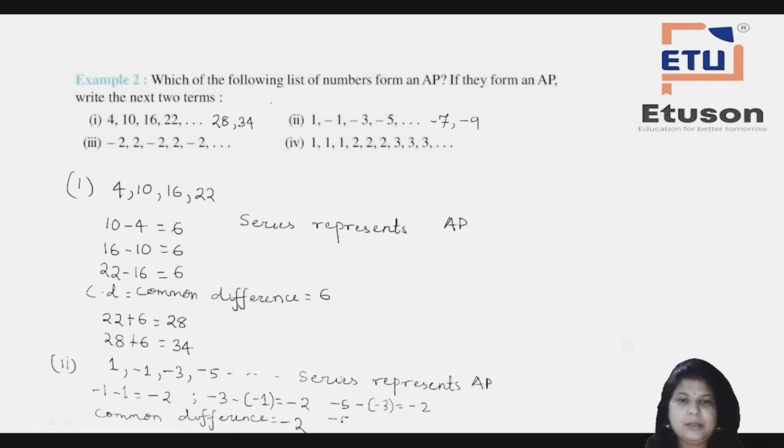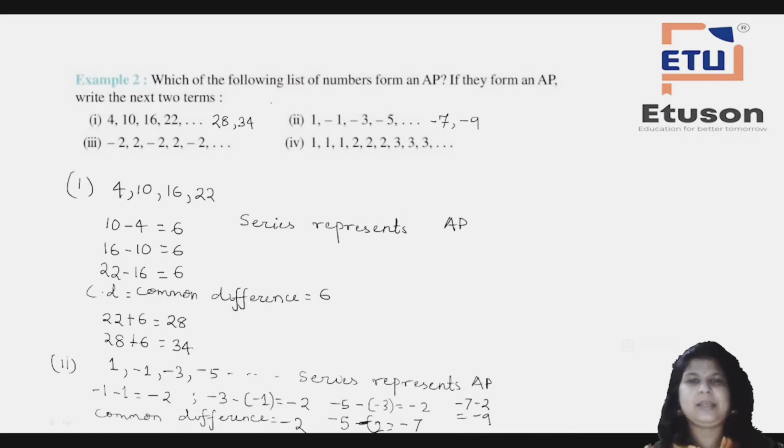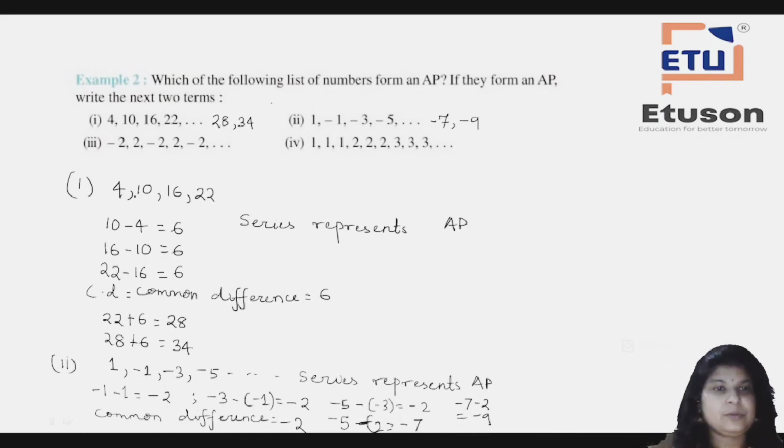So how do I obtain this -7 and -9? That is nothing but -5 minus 2, right? So that is equal to -7. Similarly, -7 minus 2 equal to -9, right? Okay, very easy, right? Now let us go to the third bit, that is -2, 2, -2, 2, -2, 2.